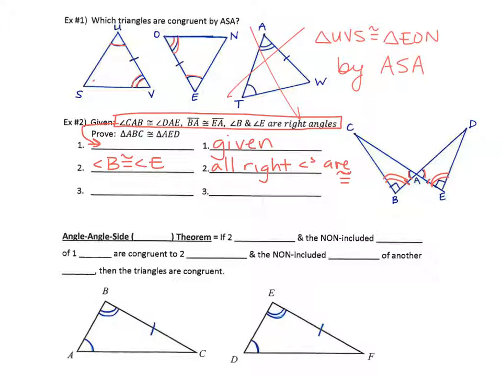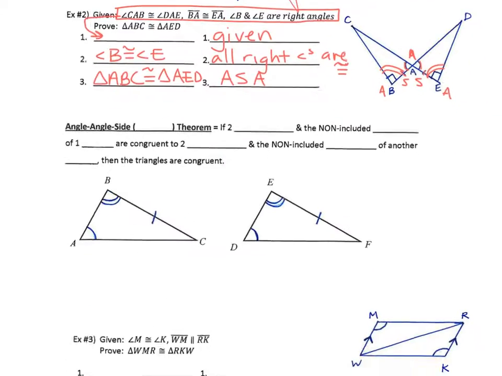So now if you look at your markings, you have an angle, a side, and an angle, right? So we can say what they asked us to prove. Triangle ABC is congruent to triangle AED by angle, side, angle. Okay? Questions on that? That one's pretty straightforward, not a lot of fancy stuff going on there.